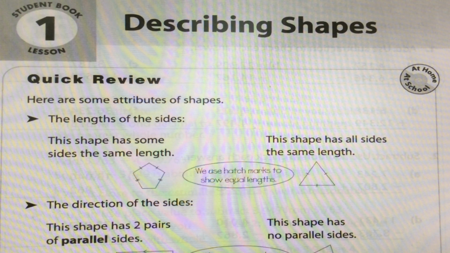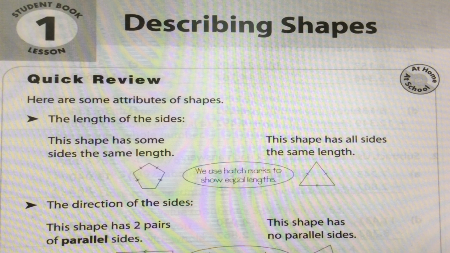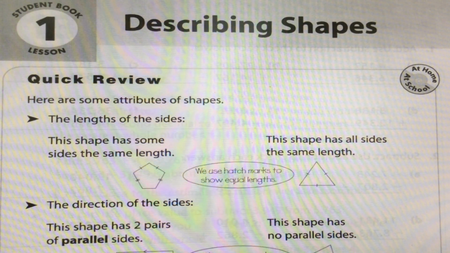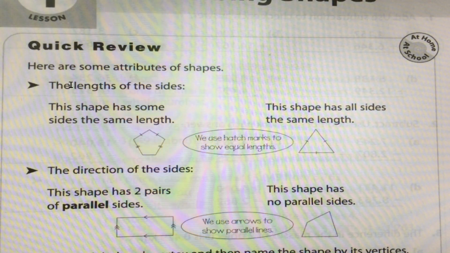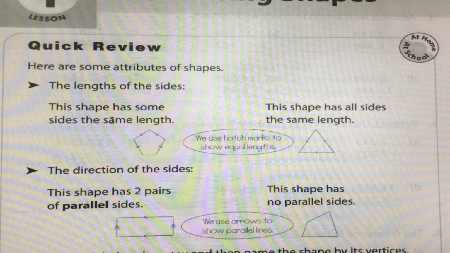Lesson 1 in Unit 6 is very simple. It's talking about describing shapes, and this goes back to a lot of the unit notes we wrote in the last video. So, the quick review section says here are some attributes of shapes. We can talk about the length of the sides of shapes.